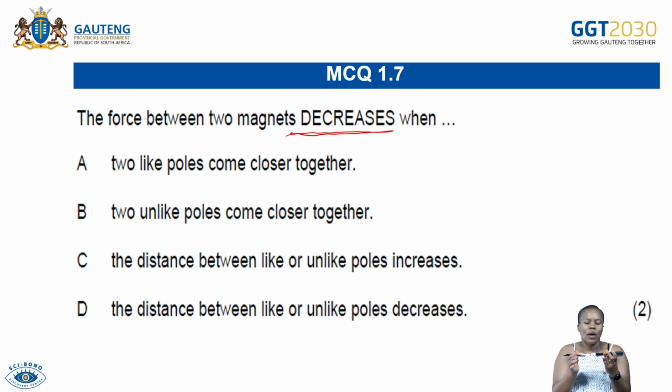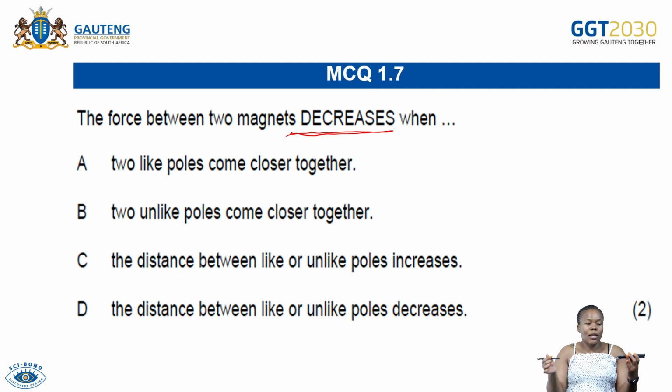But now as you are pulling them apart from each other, the force that is exerted between this magnet and that magnet is going to decrease. What is happening here? The distance has increased between these two magnets. So when the force between the two magnets decreases, we're looking for the second scenario which I made.